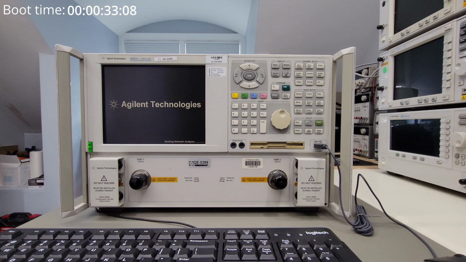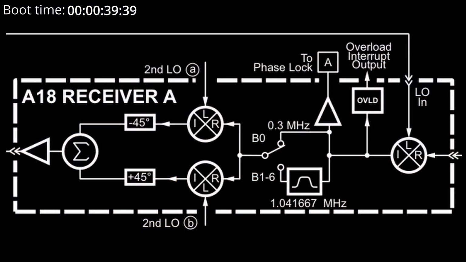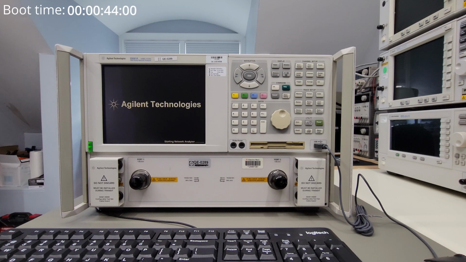The PNA was one of the first analyzers on the market to use mixer-based receivers instead of samplers. The use of mixer-based receivers allowed the PNA to achieve a much better noise floor, which greatly improved one of the VNA's most important performance metrics, system dynamic range.